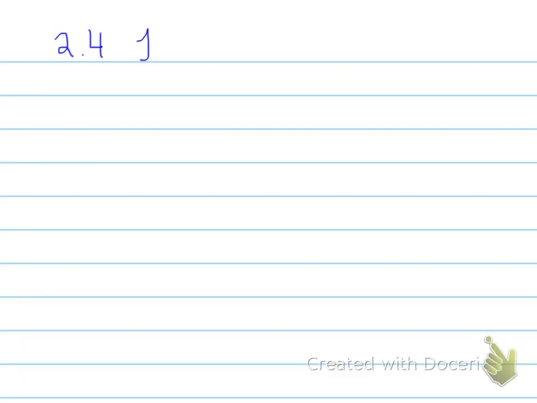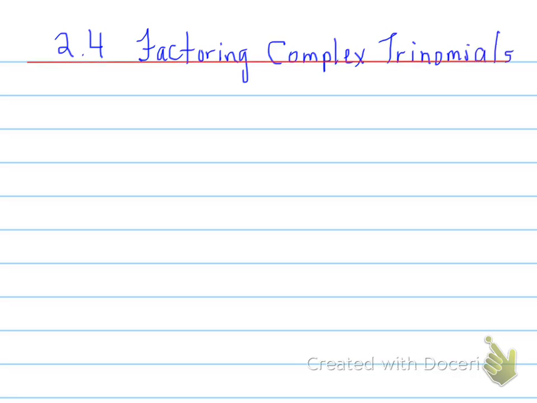All right, 2.4, factoring complex trinomials. When we're factoring complex trinomials, it's going to be important to follow a certain set of instructions. In this video, I'm going to show you two different ways of factoring. One, I like to dub as the OI check, and we'll see why that's called an OI in a minute. And the other way is factoring by decomposition.